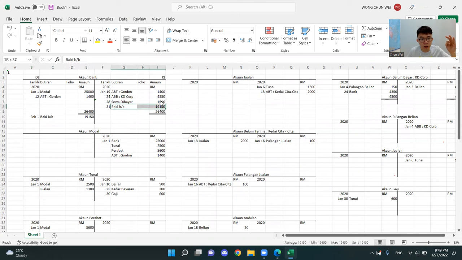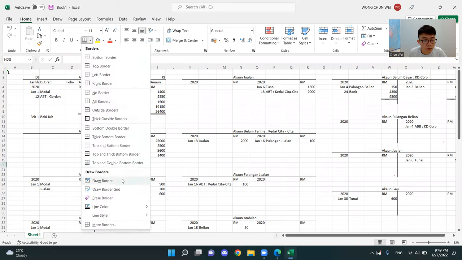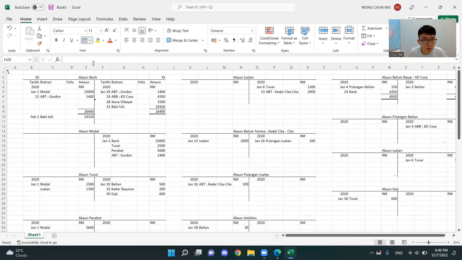So Hantar ke Bawa. Yeah, again, for modal. So modal, only one right here. So here, one line, double line.